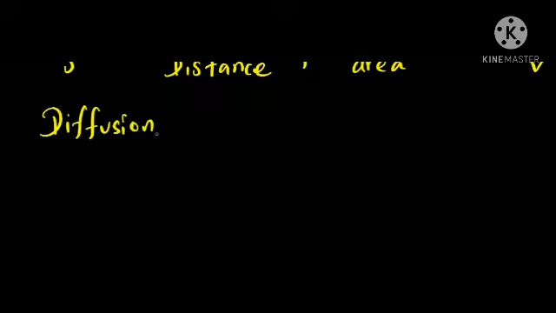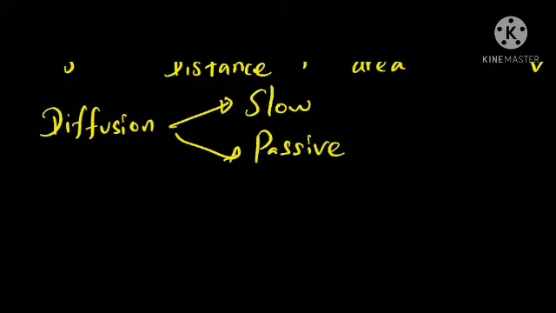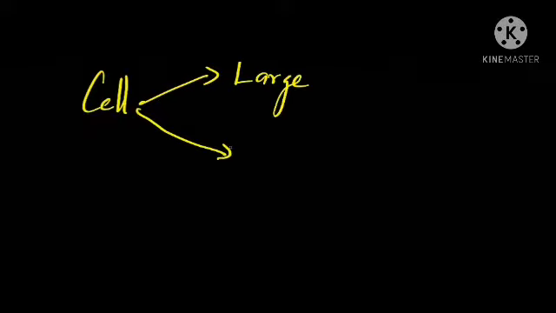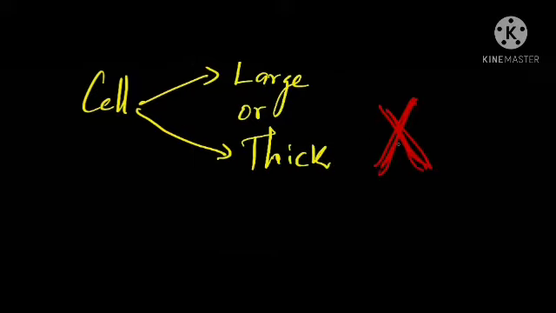Diffusion is a slow, passive transport process. In order for diffusion to be a feasible means of providing oxygen to the cell, the rate of oxygen uptake must match the rate of diffusion across the membrane. In other words, if the cell were very large or thick, diffusion would not be able to provide oxygen quickly enough to the inside of the cell.